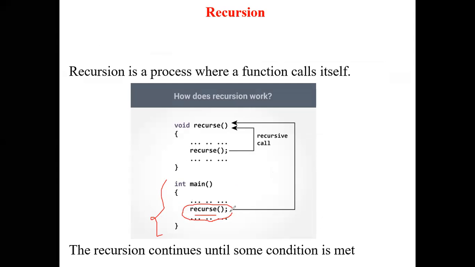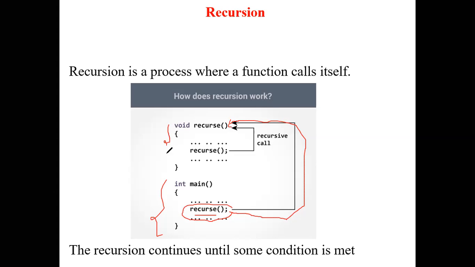Whenever the control sees this function call, it goes to the function definition. Here we have the function definition where we have written the logic. You can see inside the function recurse we are again calling the same function. Whenever the control sees the same function call, it will again return the control to the recurse function definition.